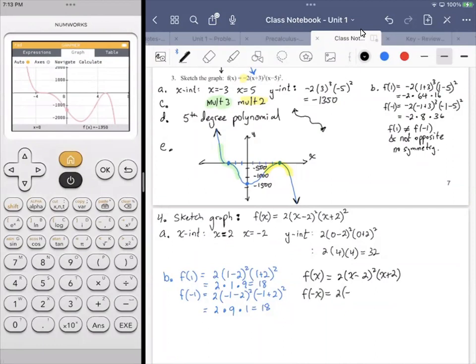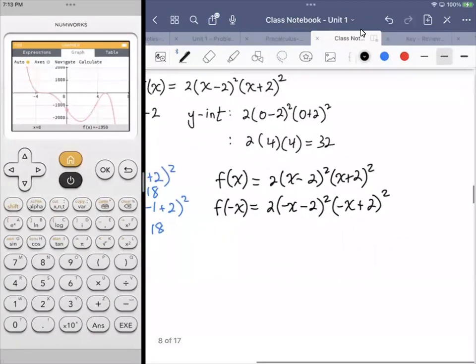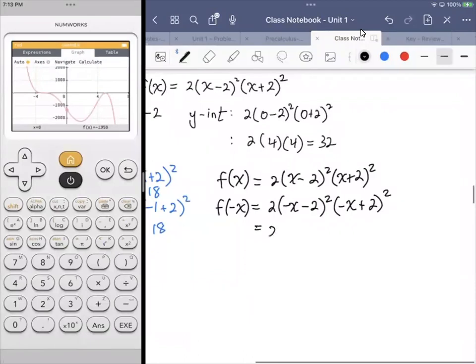would be 2 times (−x − 2)², (−x + 2)². I missed the power of 2 over here, sorry. And then when you factor out a −1, this becomes 2 times (−1)²(x + 2)², then multiply by (−1)², times (x − 2)².